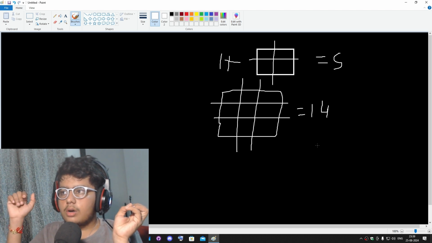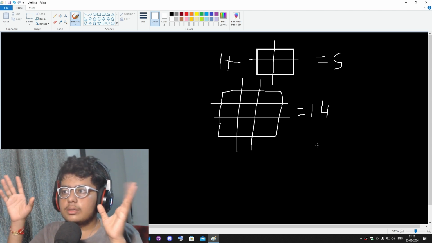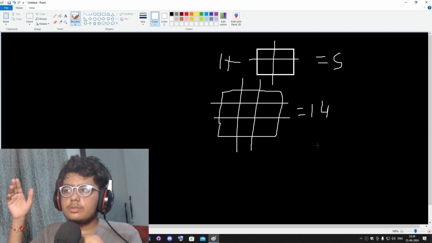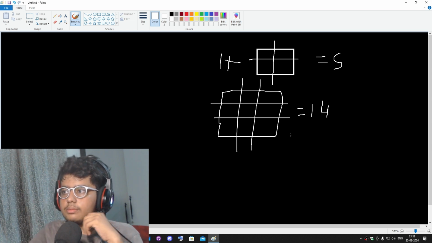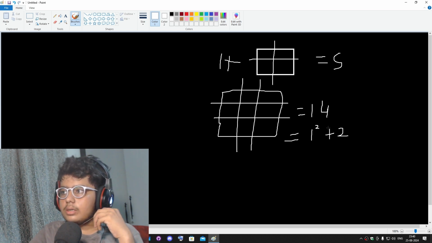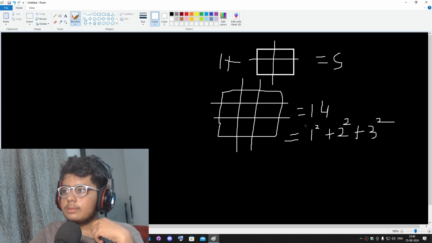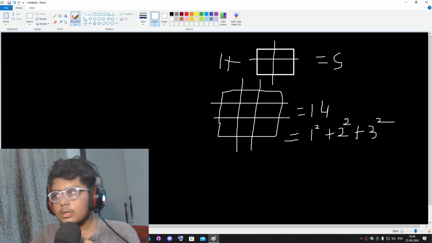I solved it in this way: if this is 3 into 3, I solved it till 6 into 6 and counted how many squares you get. While solving this I noticed that this is a sum of squares. I don't know if this 14 is correct or wrong, but I got one formula for this. If it is 3 into 3, we have to do 1 square plus 2 square plus 3 square. 3 square is 9, 2 square is 4, 13 plus 1 is 14. We got 14, correct.